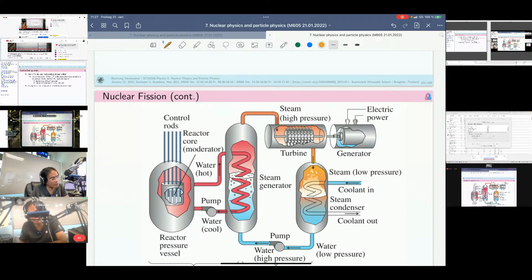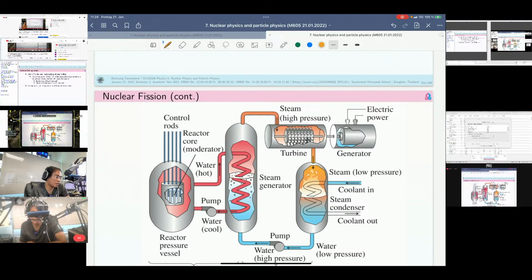The generator is the device that has copper winding, and there is an induced magnetic field. Once the copper rotates in the magnetic field, it generates electron movement, and that electron movement causes the electric current to flow. Okay, and we can get electric power. And that's the selling part of this power plant. They sell the electricity to people.